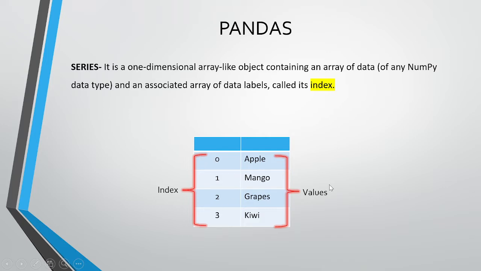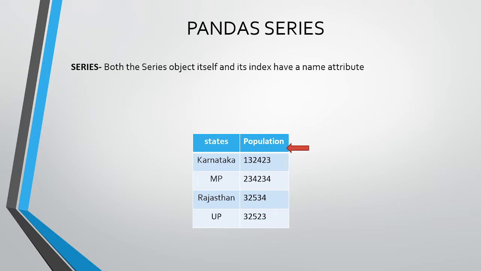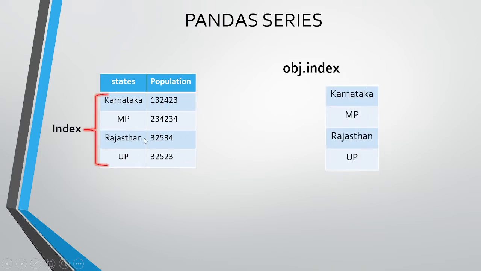We can also give the series object a name, and we can also mention the index with a name. That is, both the series object itself and its index can be given a name attribute, something like this. Here we have the series name as population and these are the values. So these are the index and this is the index name. We can access the values using the syntax object.values, and also we can access the index using object.index.